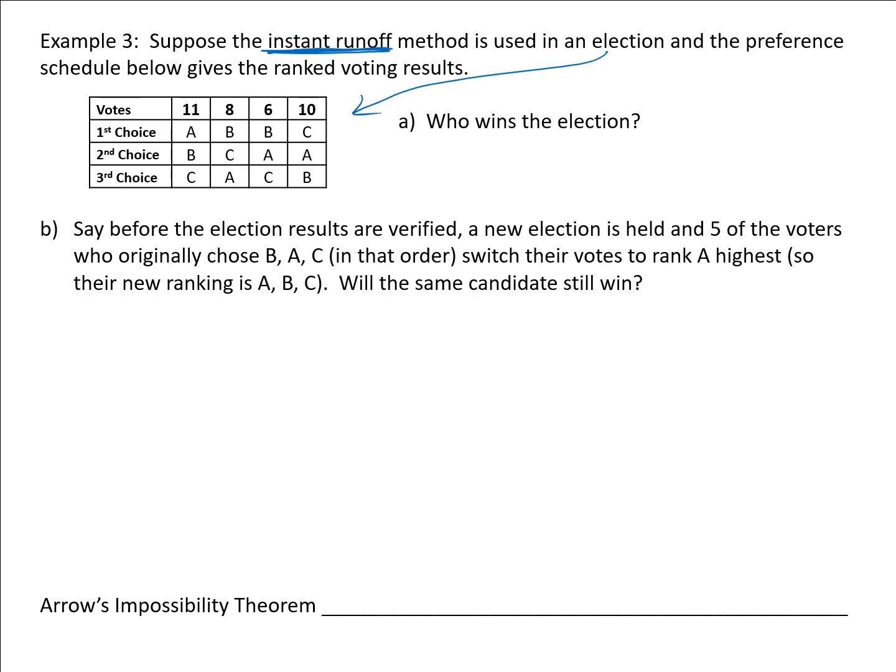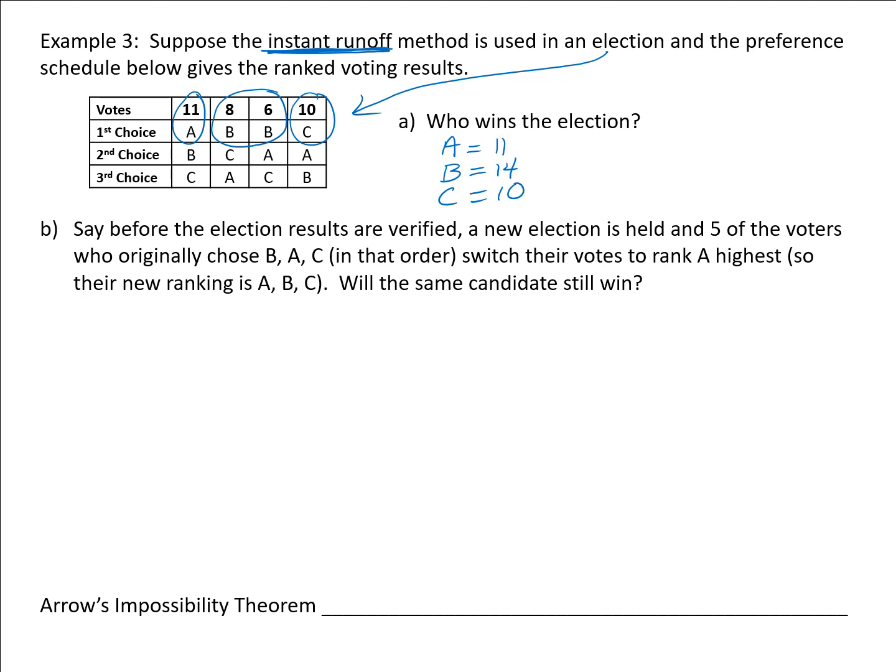So we always have to start before we can critique an election method or a voting method. We have to first think about who would win with that voting method. So who wins this election? Well, with instant runoff, we start by looking at the first choice votes for the 3 candidates in this case. So if we look at first choice votes for the 3 candidates, A has 11 votes, B actually has 14, and C has 10.